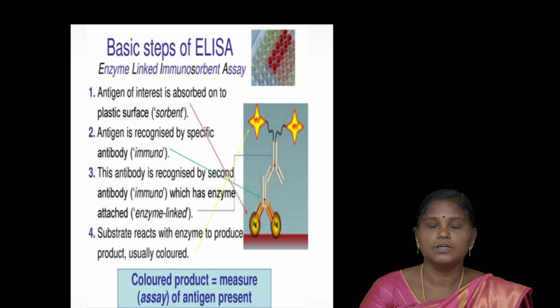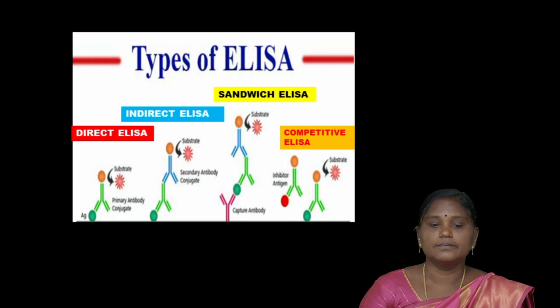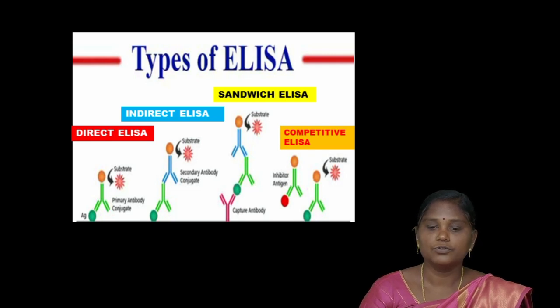These are the steps used in ELISA. And these are the types of ELISA. There are different types: the first one is direct ELISA, the second is indirect ELISA, the third is sandwich ELISA, and the fourth is competitive ELISA. Direct ELISA uses only one antibody, and indirect uses a secondary antibody with the substrate. Then sandwich. Each one will be seen in detail in the next slide.